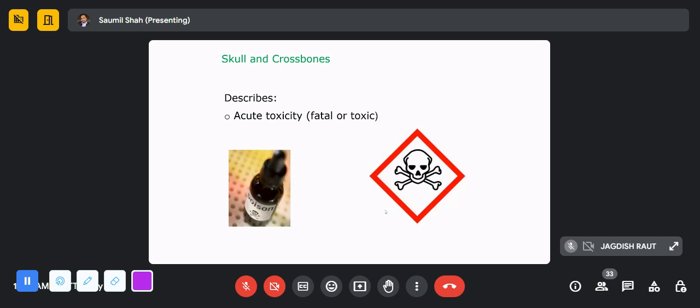Skull and crossbones. This is again the symbol of poison, which is very dangerous, and it can be fatal. It can cause immediate death to the person if exposed to that particular gas or chemical. So it is acute toxicity.